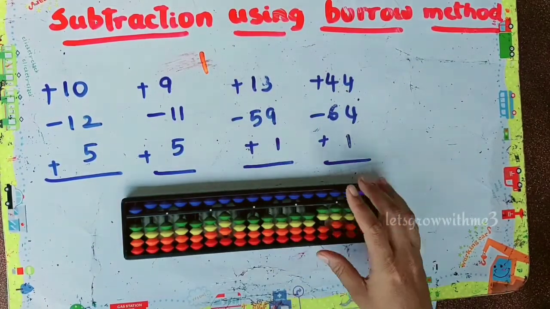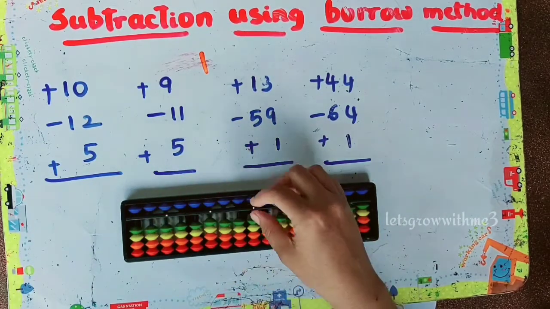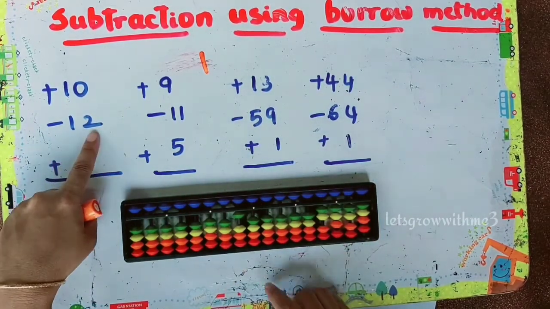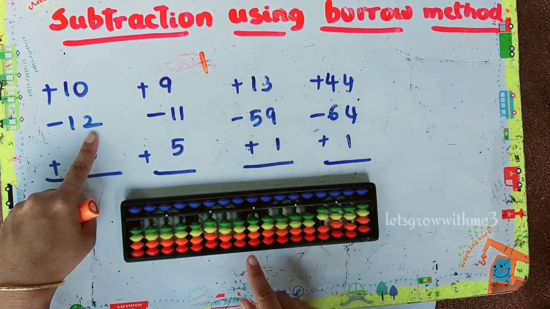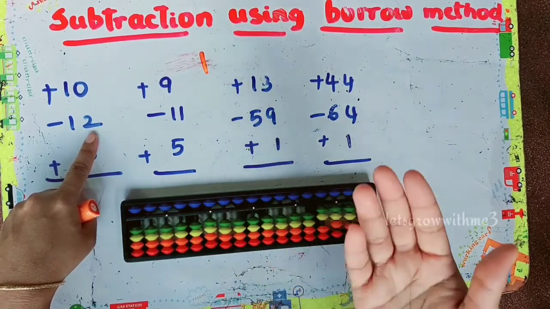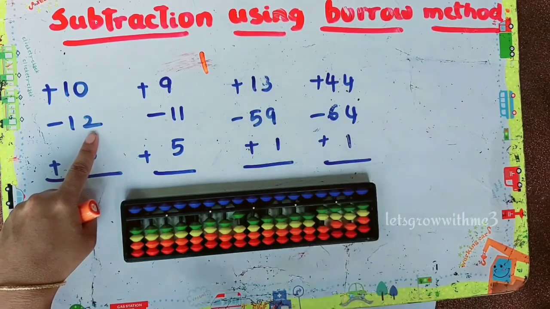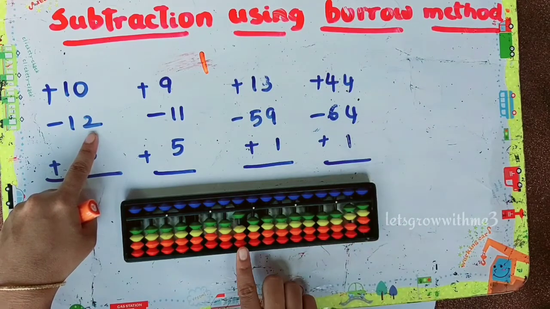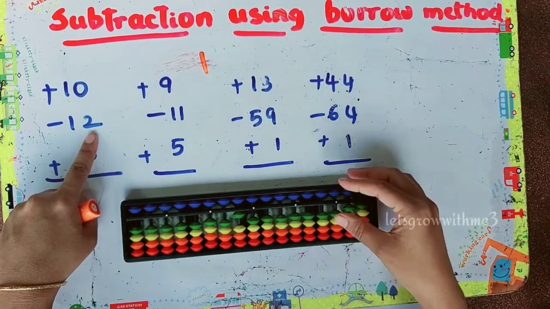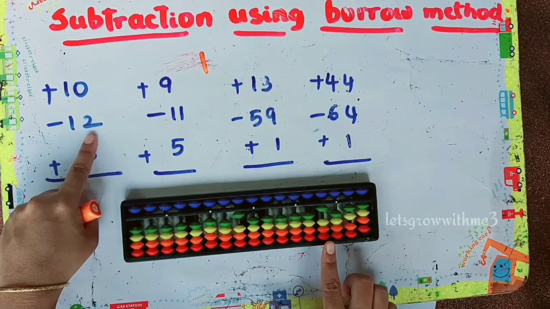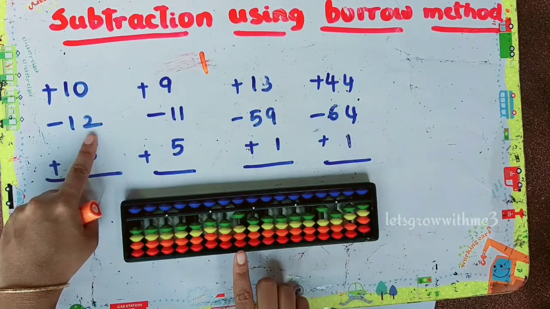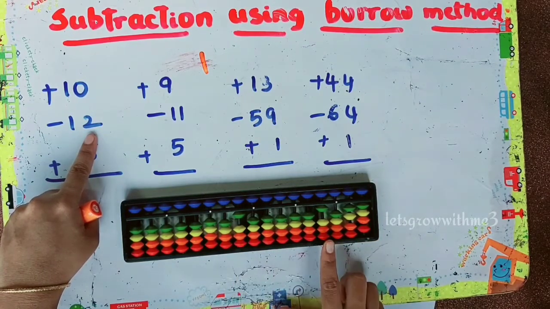So the first question, 10 minus 12, minus 1, minus 2. How to do minus 2? We can't do minus 2, we don't have beads. Then take the borrow from the left hand side, which is 10. Whatever borrow we have taken, we need to represent that borrow, so that we won't forget that we have taken the borrow. So 10 in the same position, 10's place. I have taken 10 in 10's place.